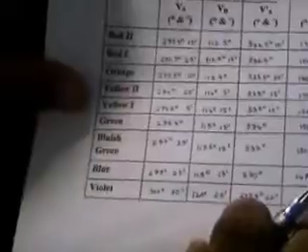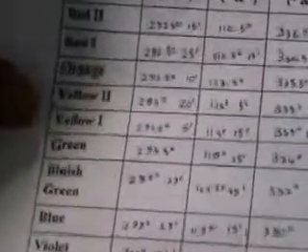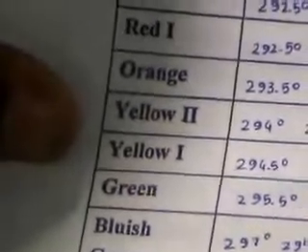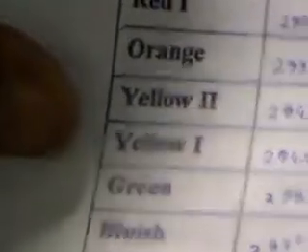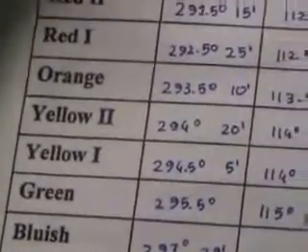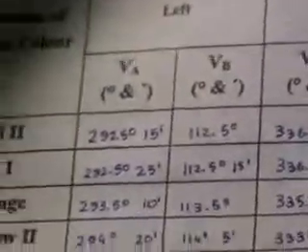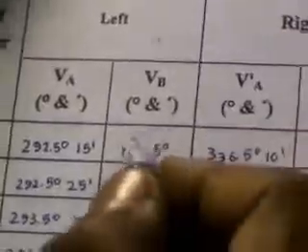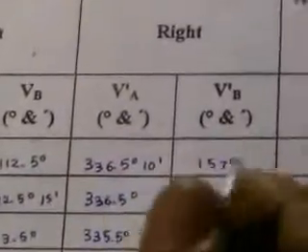Let us now see a sample set of readings for calculation of the wavelengths. You can see all the readings are tabulated as follows. Up to this is what we are going to record. This side of it is the calculated values. So we have red 2, red 1, orange, all the colors. We have the readings for VA and VB on the left and VA prime and VB prime on the right.